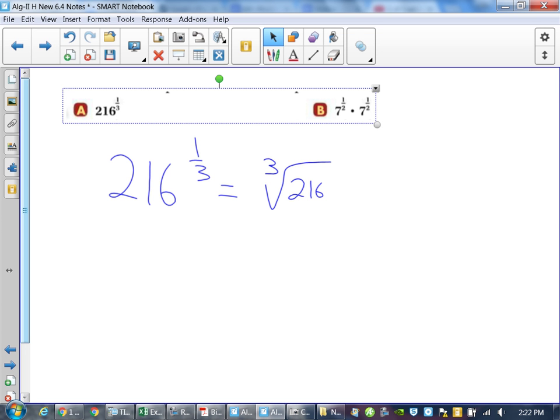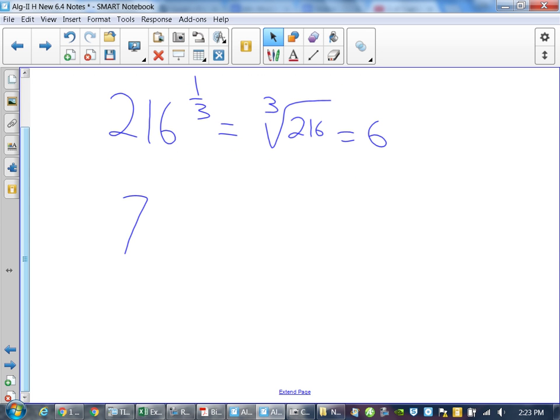Take a guess. What do you think the cube root of 216 is? 6. All right, what about this? 7 to the half times 7 to the half. Are those the same bases? What do you do to the exponents when you multiply them? You add them. What's 1/2 plus 1/2? Which is 7. Isn't this the square root of 7 times the square root of 7, which is 7? Yes, ma'am.